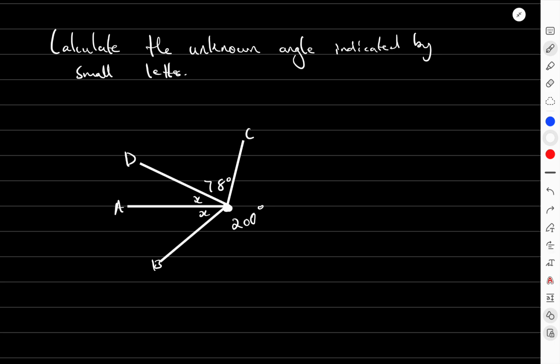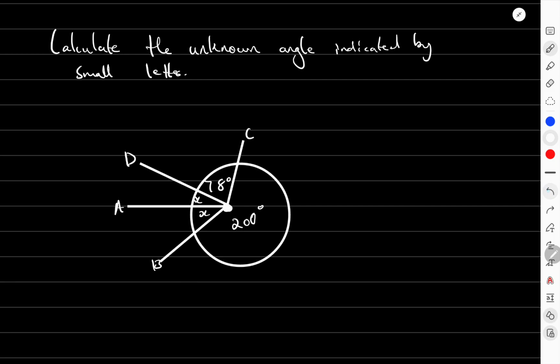But I know that if I were to do something like this, this is a revolution. It means all of these angles combined should give us 360 degrees. Therefore, I'm going to have x plus x, the angle here, plus the angle here, plus the whole of the angle here. Combined, they should give us 360 degrees revolution.